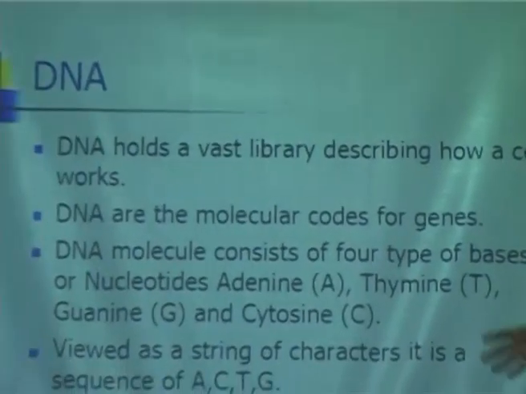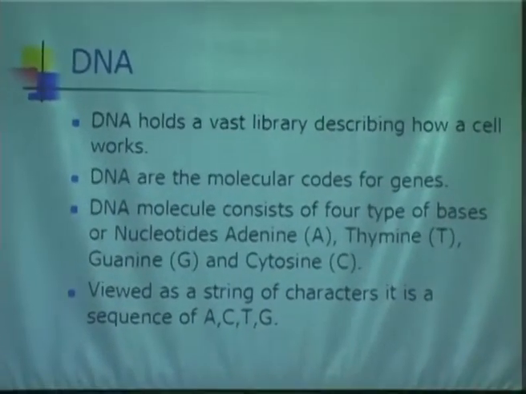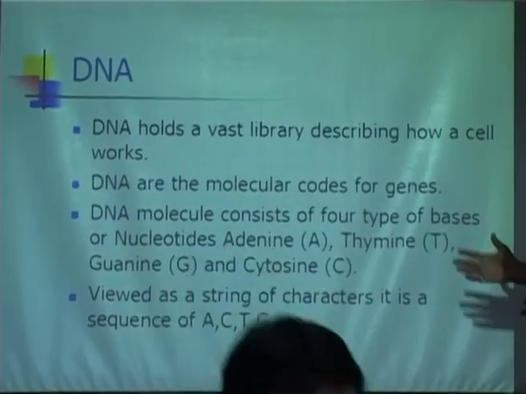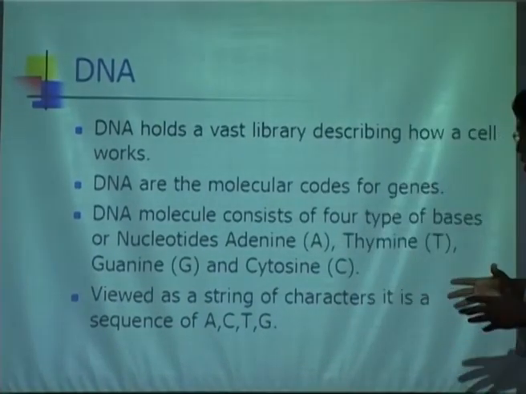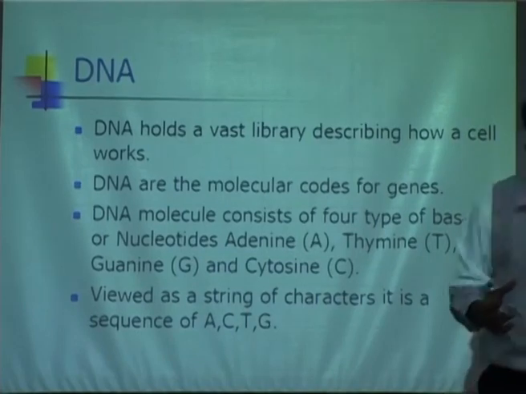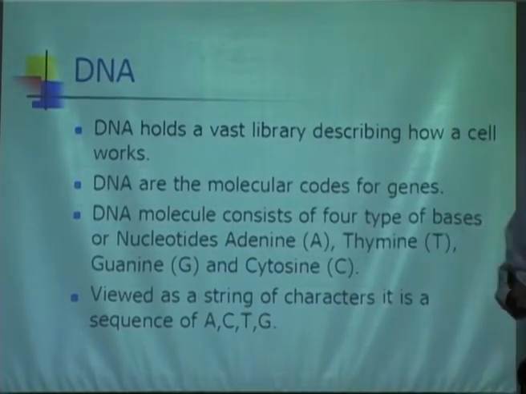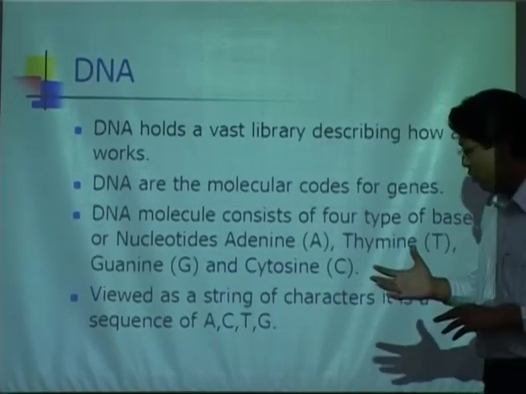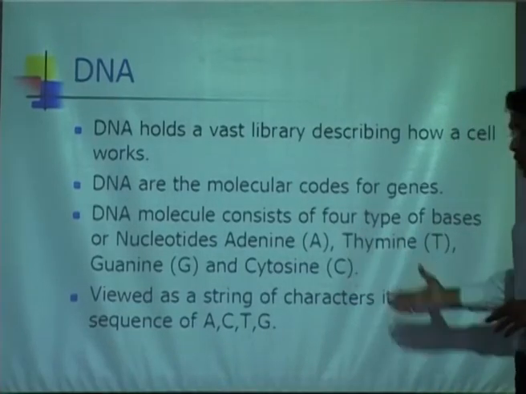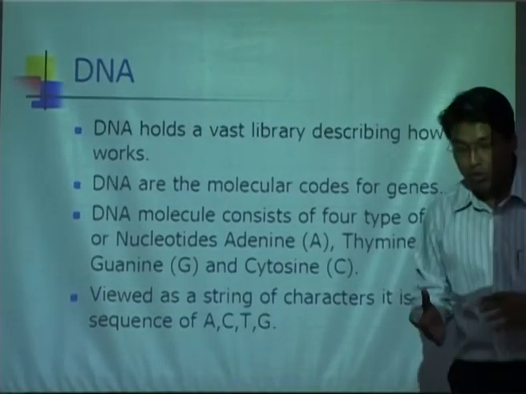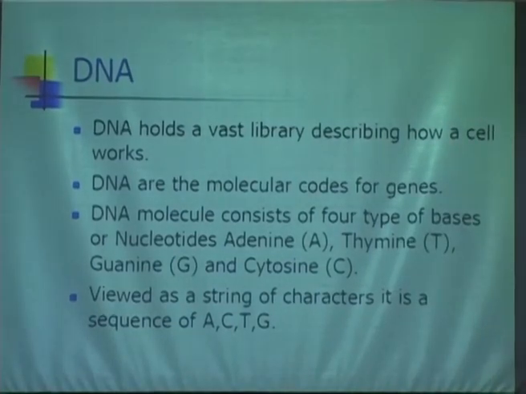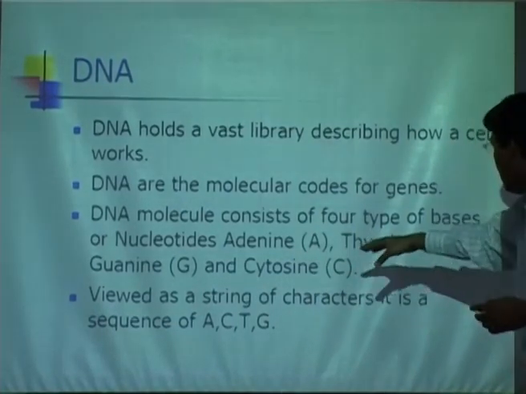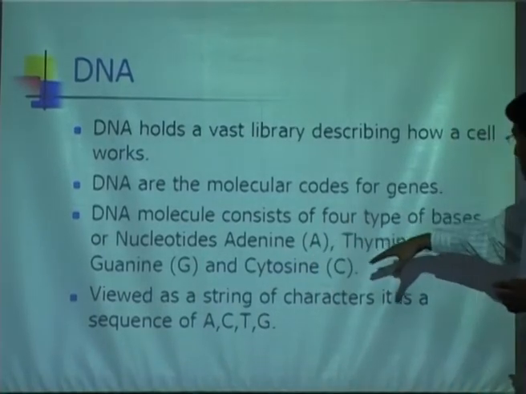First of all, DNA holds a vast library describing how a cell works, and basically DNA are the molecular codes for the genes. DNA consists of 4 types of nucleotides: A, T, G and C. From our problem's point of view, DNA is nothing but a sequence of these 4 types of nucleotides.